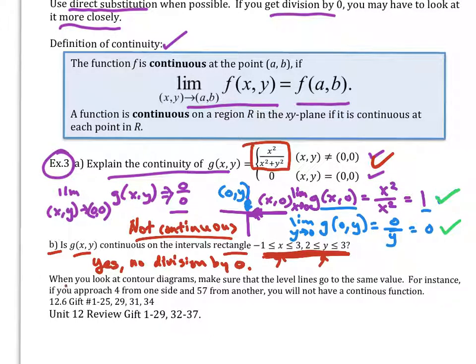Now, they also will give you contour diagrams. When you have contour diagrams, the level lines have to go to the same value. Remember that level lines don't cross each other if they're of two different heights. So if you go to a certain point and you approach 4 from one side and 57 from the other, you will not have a continuous function. That's similar to what happened here. We had things going to different values as we approached a certain point, and so the limit did not exist. So when you look at contour diagrams, look for that.